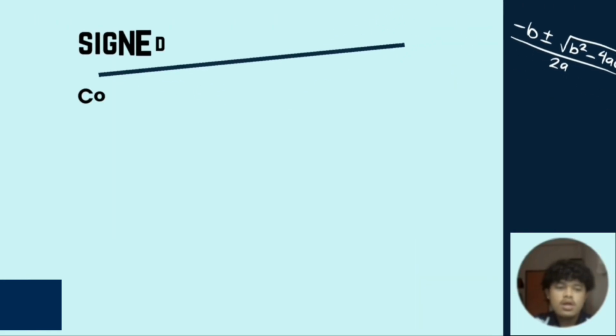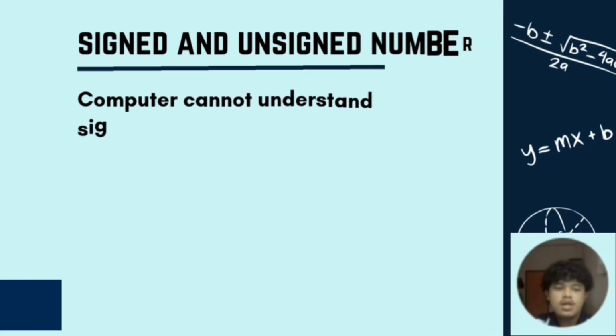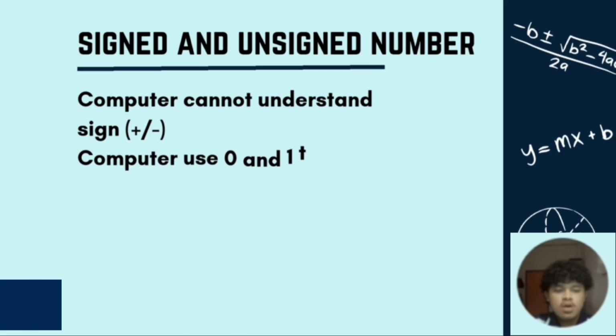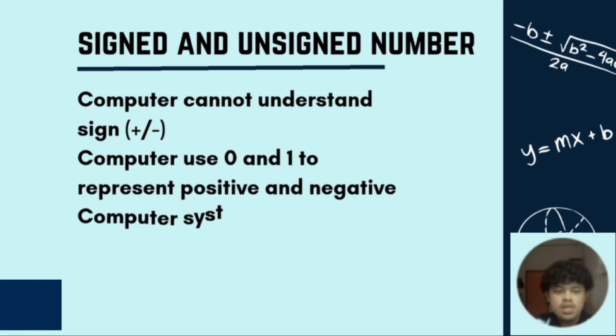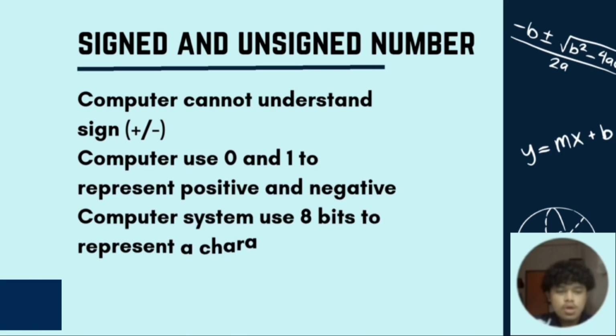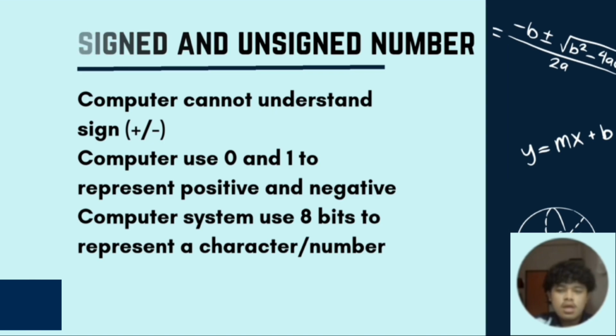Next, we are going to learn about the signed and unsigned number. First of all, we have to know that a computer cannot understand the positive sign and negative sign. So, in order for the computer to understand, the computer will use the numbers 0 and 1 to represent the positive and negative sign respectively. Normally, computer systems use 8 bits to represent a character or a number.